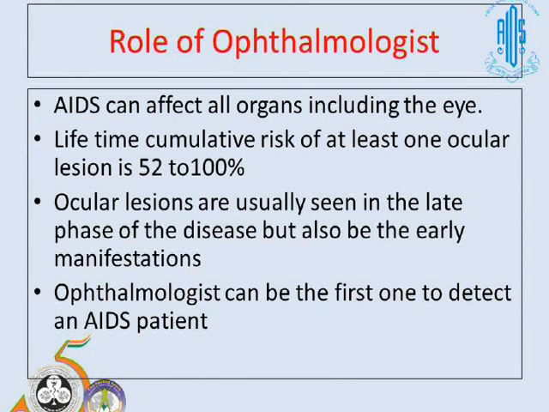We have to be familiar with the systemic clues, what to look for, how to suspect that this patient may turn out to be HIV positive, and what ocular findings, if you see them in the eye and are not able to correlate with other findings, should make you suspect seropositivity in these patients.